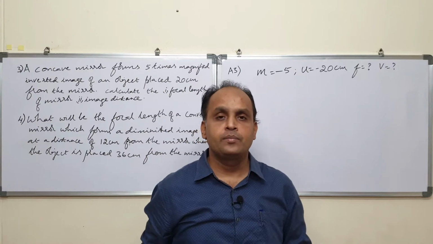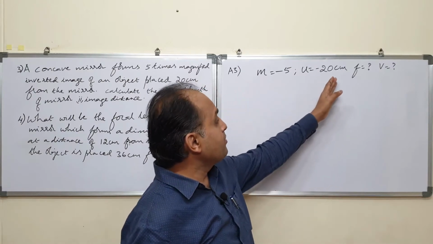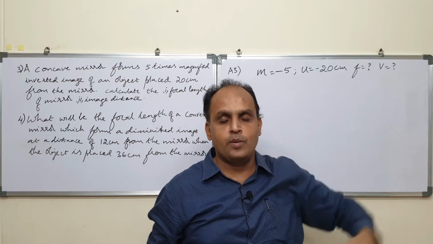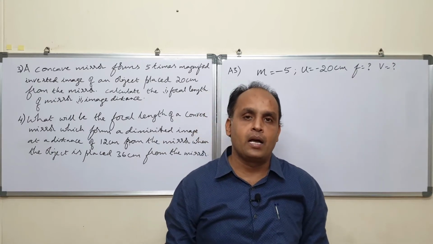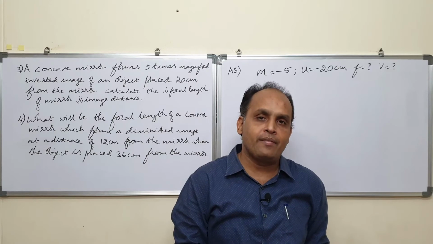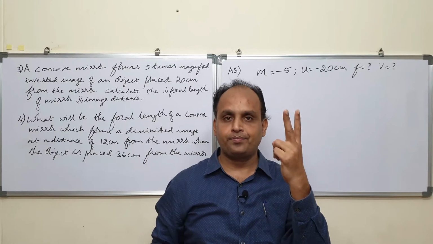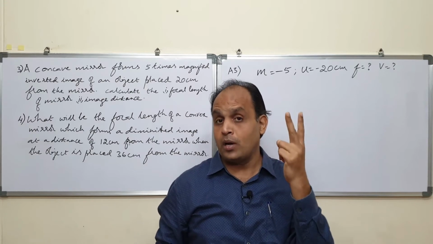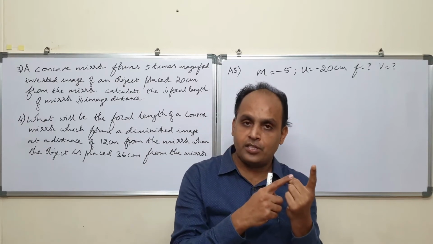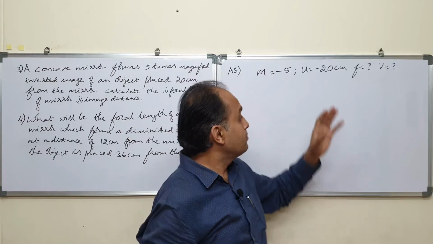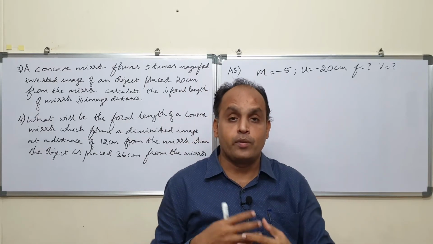So here we are given u, we are not given f, we are not given v. So you must be wondering, in the mirror formula 1 by f is equal to 1 by v plus 1 by u, we have two unknowns. One is f, which is unknown, another one is v, which is unknown. We are only having the value of u. So how do we proceed with that?